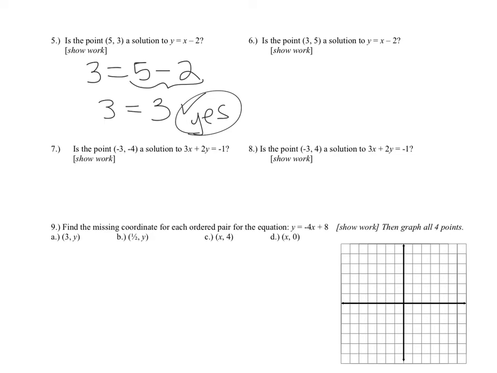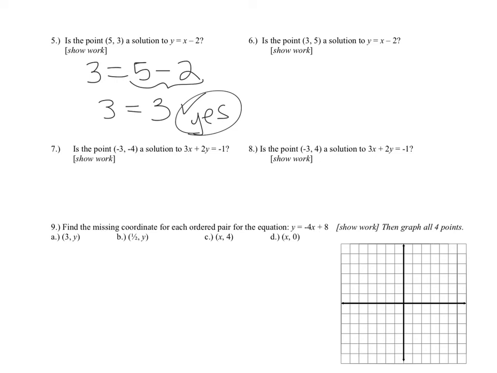So let's jump to number 9. Number 9 is giving you part of a coordinate. It says, find the missing coordinate for each ordered pair for the equation y equals negative 4x plus 8. So I'm giving you part of it, and I want you to find the other one. Here, the 3 is in the x spot. So to find the y, I'm just going to plug the 3 in for the x, and this is how I want you to show your work.